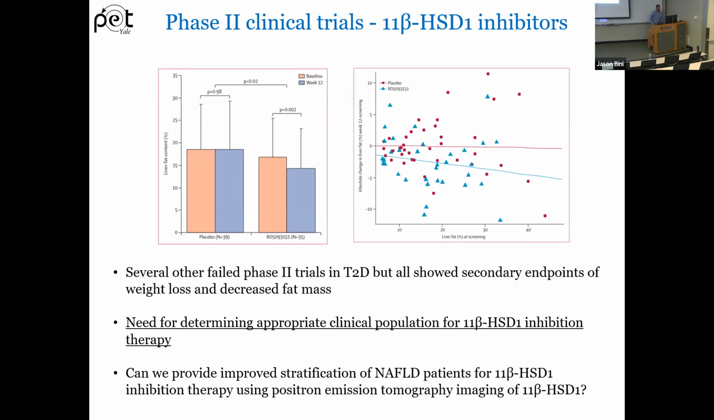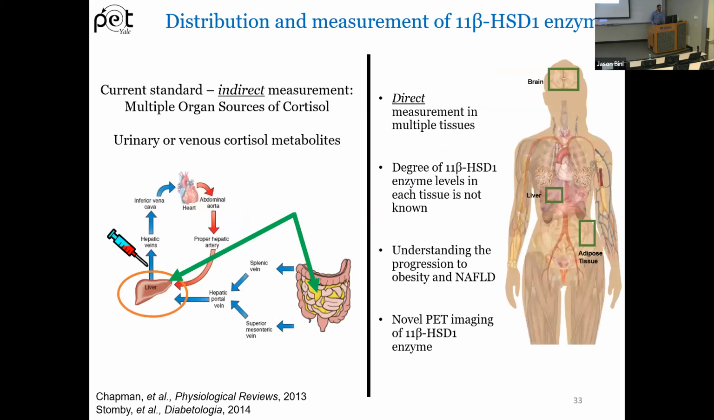And the 11-beta-HSD1 inhibitors have been looked at in type 2 diabetes and largely failed, probably because it's too late in the progression of type 2 diabetes to have an effect. There's already insulin resistance and some other downstream effects that are complicating the picture. So can we determine the appropriate clinical population?